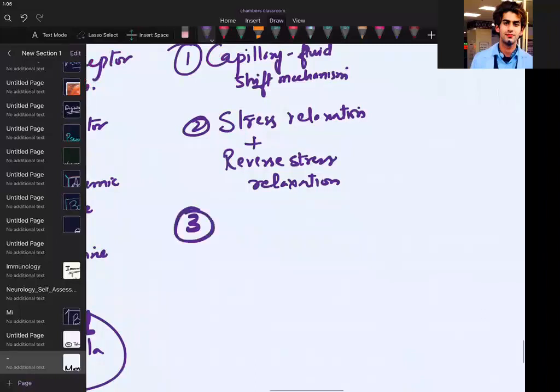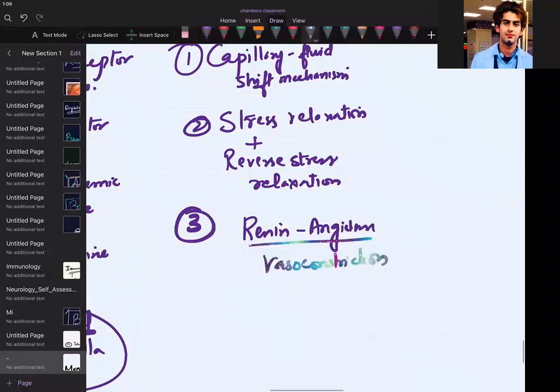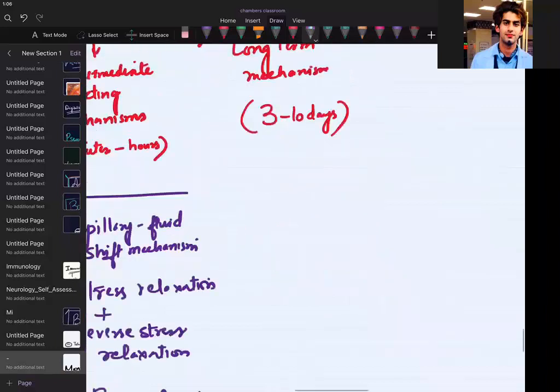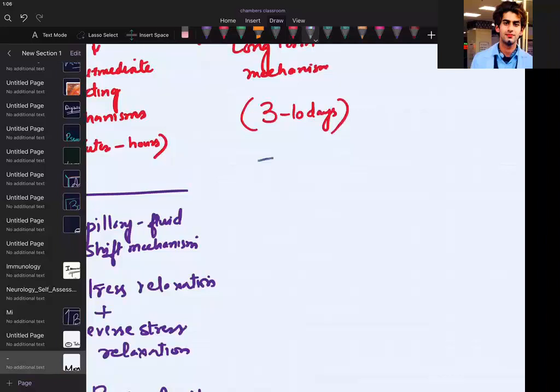Now your renin, angiotensin, aldosterone system. Not aldosterone, I won't write aldosterone. I should write renin, angiotensin mediated vasoconstriction. Just this. And then we go to long term. Long term will be renal fluid homeostasis.